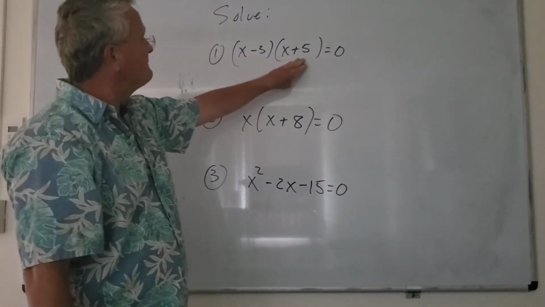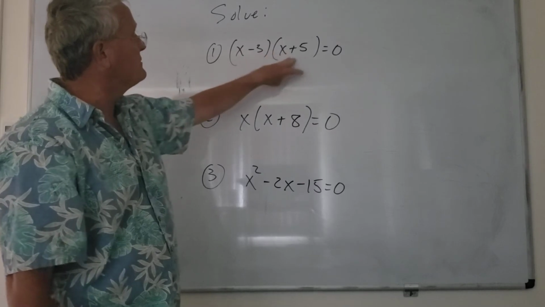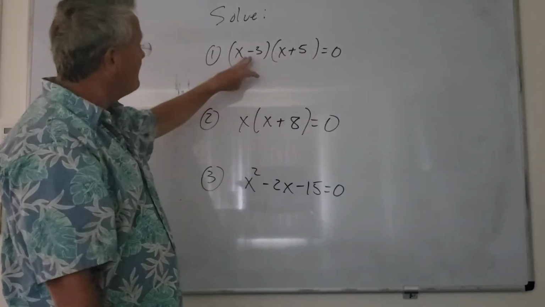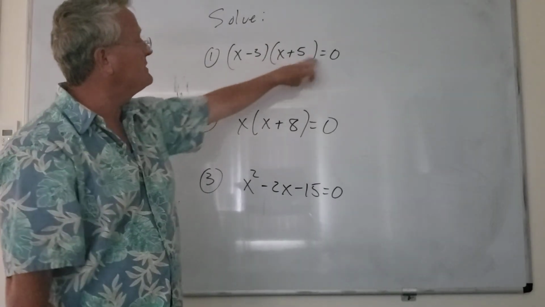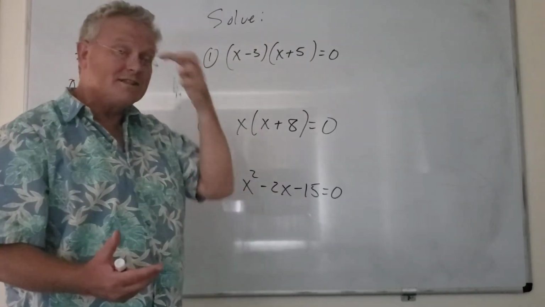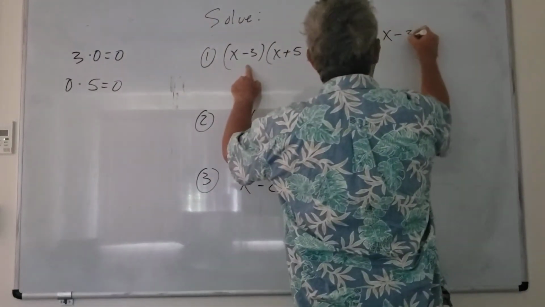So when this factor is 0, it doesn't matter what number that is because any number times 0 is 0. Likewise, if this is 0, it doesn't matter what number that is because 0 times any number is 0. So once it's factored, you just set each factor equal to 0.